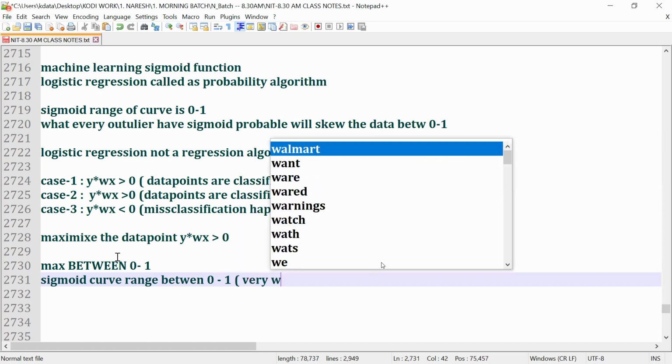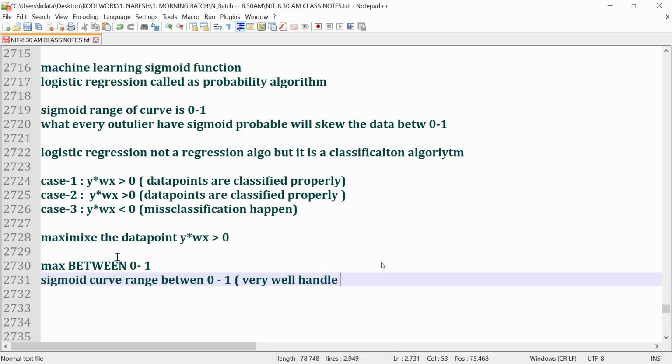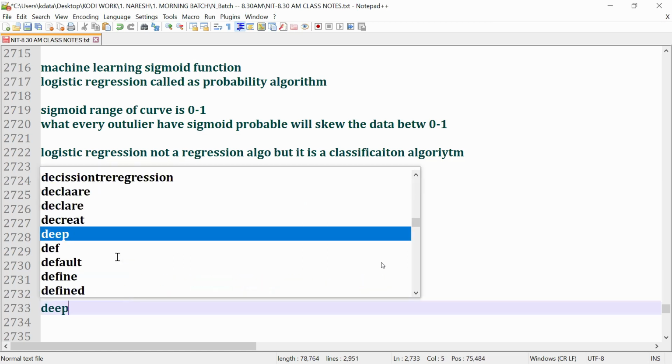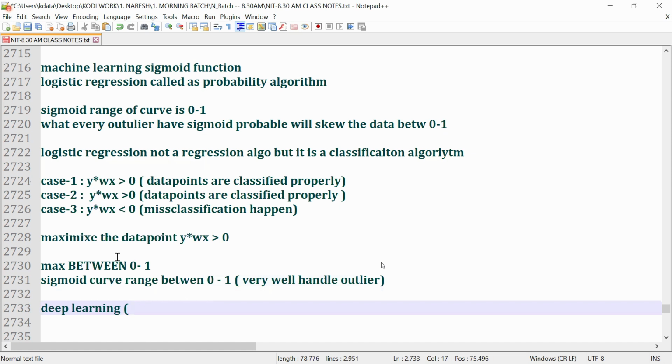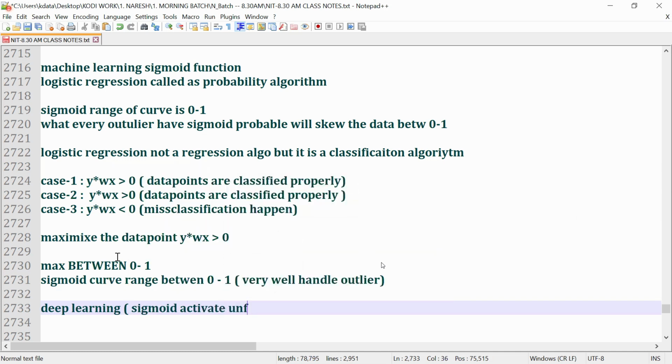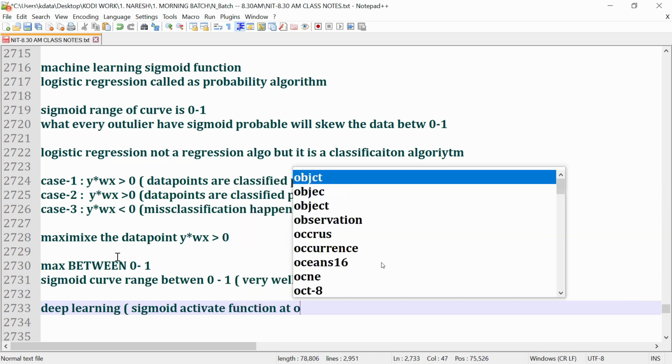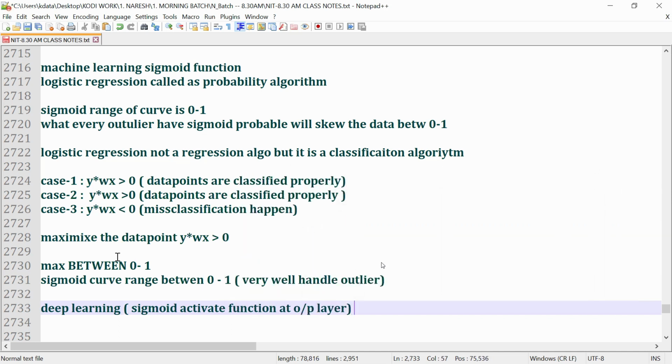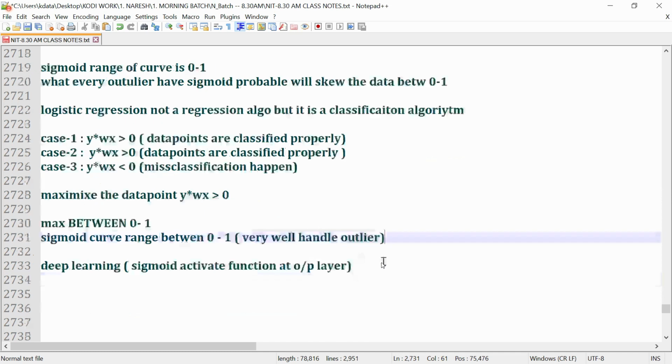It handles outliers very well, so in deep learning, when we train on image data, when we do binary classification of images, we need to implement sigmoid activation functions at the output layer. I will tell you all those things in detail at a later part, but at this moment, understand the sigmoid curve. This is very important, or not? So that's why logistic regression is not a regression, it is a classification.